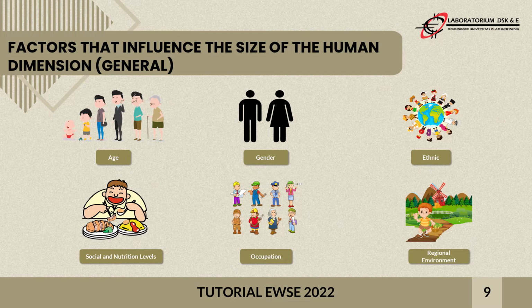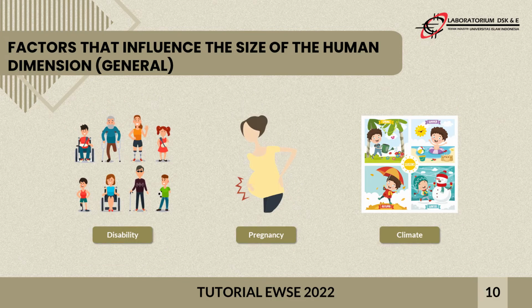This social level will have an effect and have an impact on the fulfillment of good nutrition. Next, work. Here the work is also influential, such as someone who becomes a farmer or handyman will have a larger arm size. Next is regional environment. Based on several sources, according to Devi et al. in 2008, people living in rural areas will tend to be thinner when compared to people who live in urban areas.